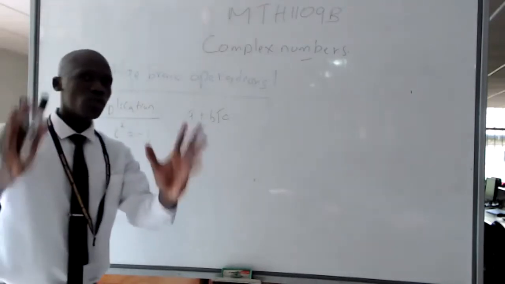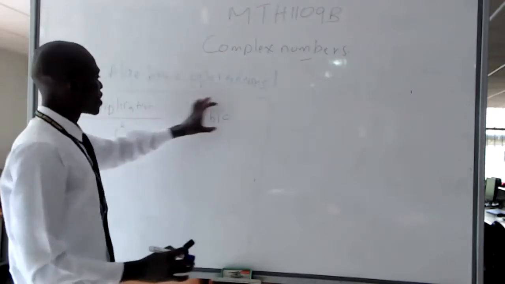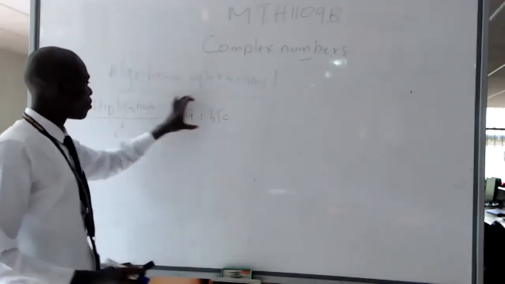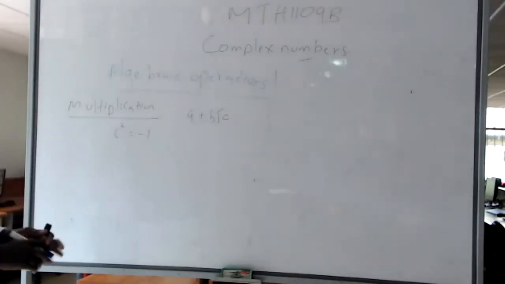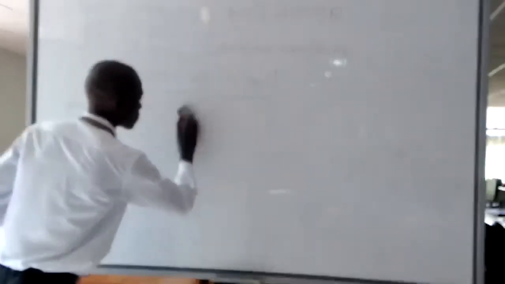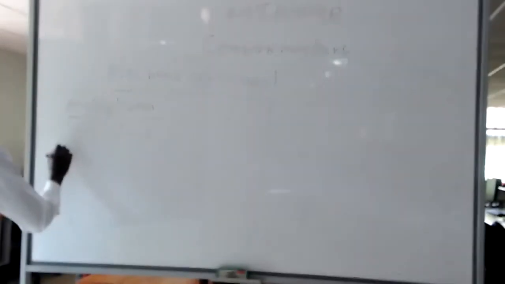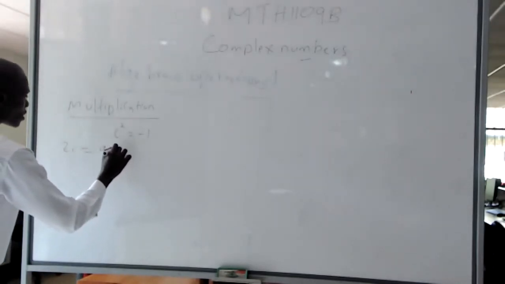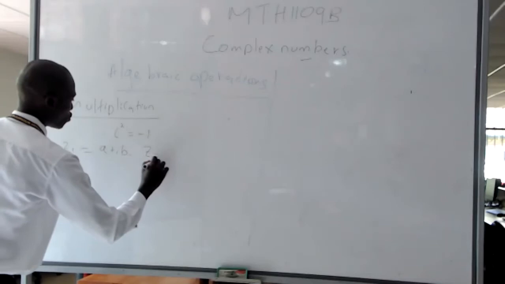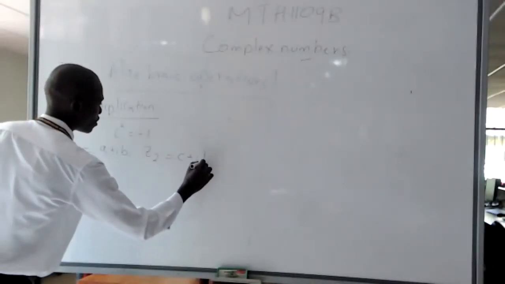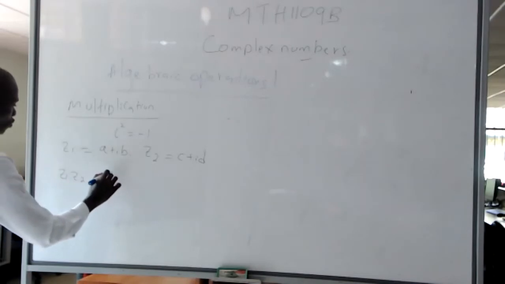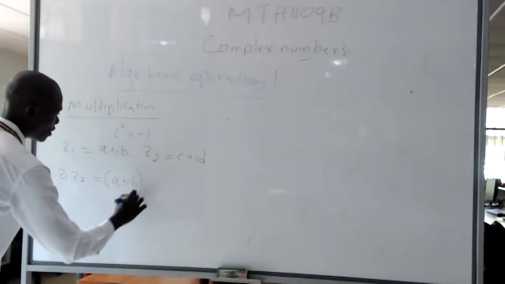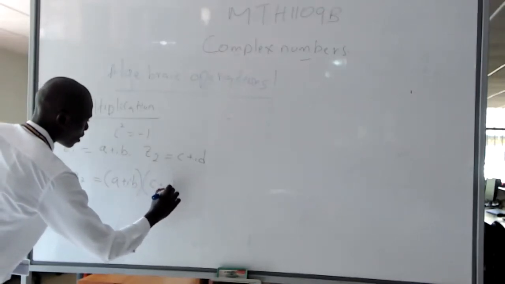We're going to deal with multiplication of complex numbers as we dealt with surds in the last class, when combining surds. But the only rule to keep in mind is that i squared is -1. Let me show you how we go about this. Suppose you have two complex numbers. Let's say Z1 is a plus ib, and Z2 is c plus id. Then I want Z1 times Z2. So this will be (a plus ib) multiplied by (c plus id).